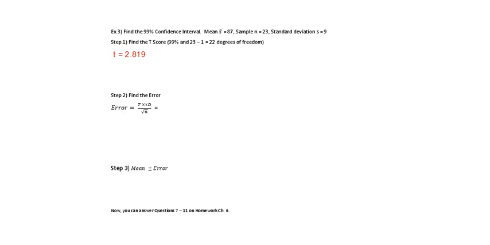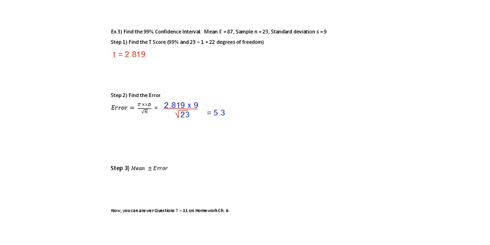All right, good. Now we can use our formula. So doing that, we're going to have 2.819 times the standard deviation, which is 9, divided by the square root of the sample size, which is 23. Let me put some lines in here. So we need the division and the square root. And that's equal to 5.3.